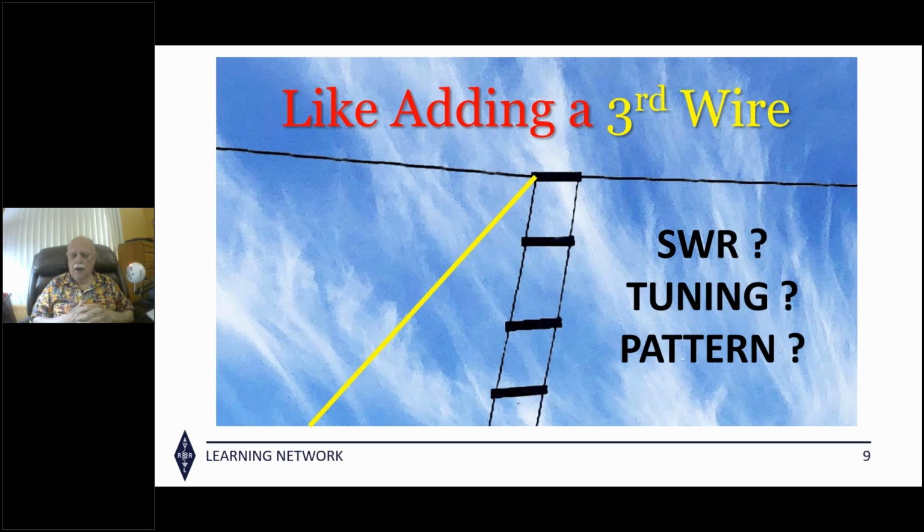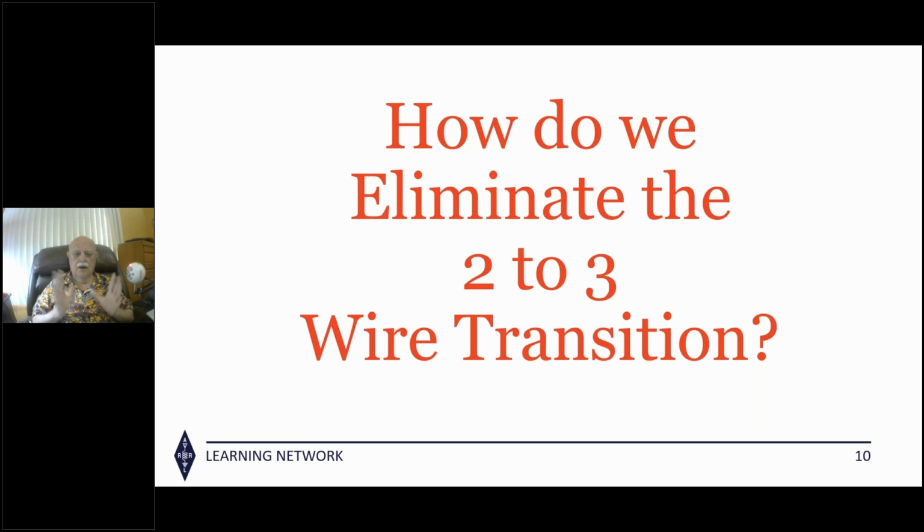And worst of all, it might change the pattern of the antenna because that yellow wire is radiating, just like the dipole. In other words, you've got a dipole here with three wires on it. And the whole pattern of this dipole isn't going to be the classical donut pattern that you know if you don't have a Balun up there to get rid of that third wire. All right, how do we eliminate it? That's the big question. That's what the Balun does. That's the purpose of the Balun, to eliminate the 2 to 3 wire transition. And it's simple.